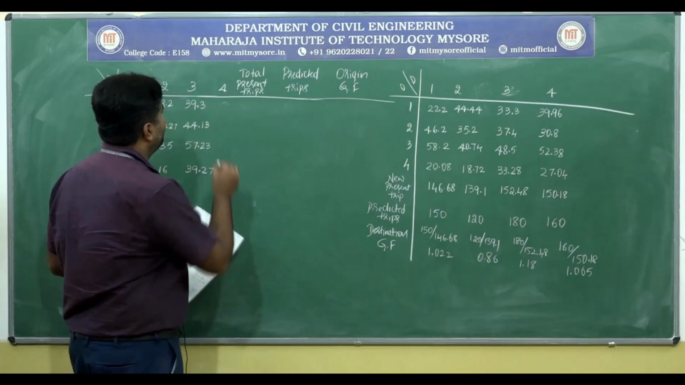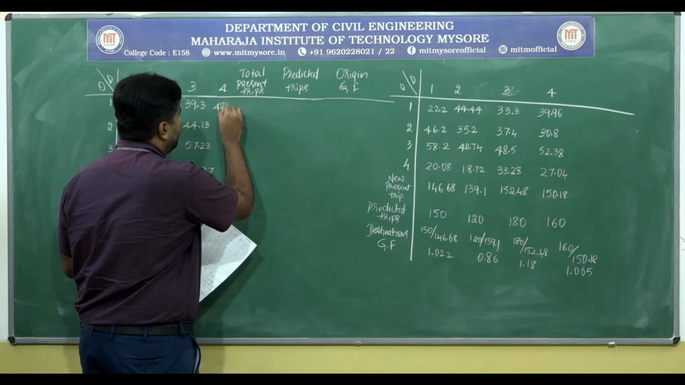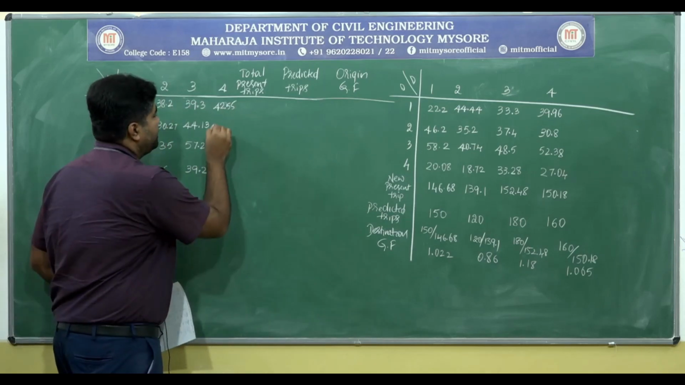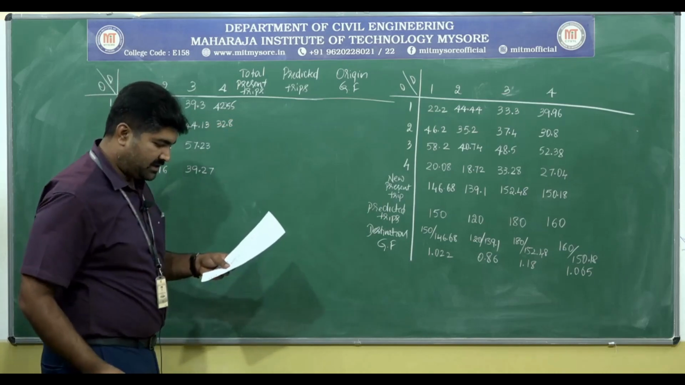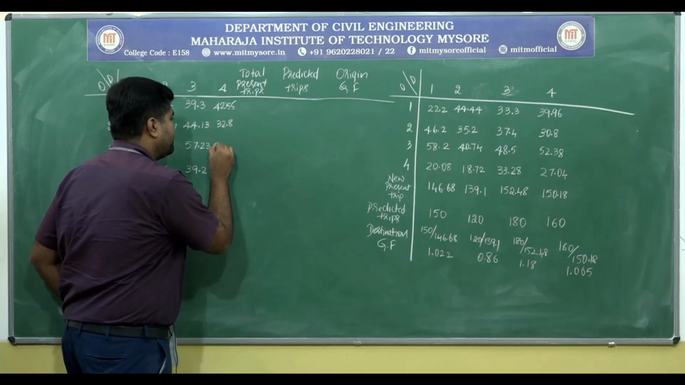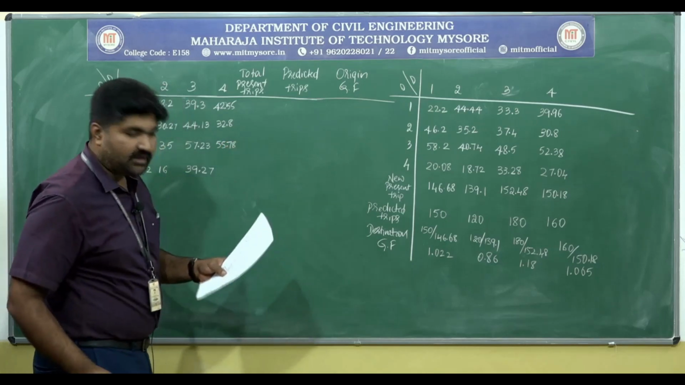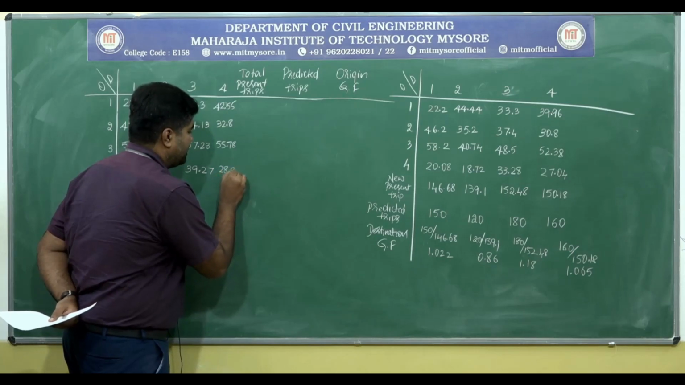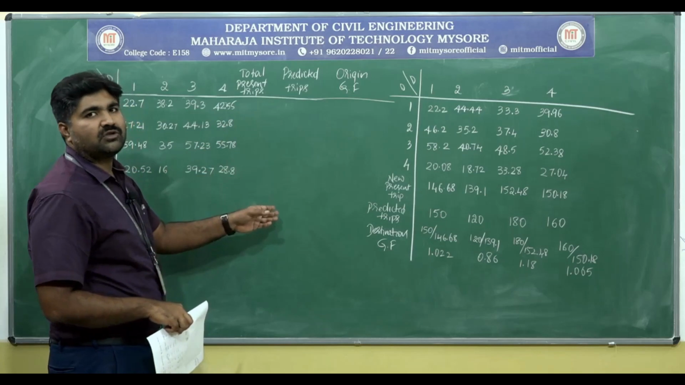Okay, we will get 42.55, 32.8, 55.78, 28.8. Okay, next we are going to use the origin growth factor.